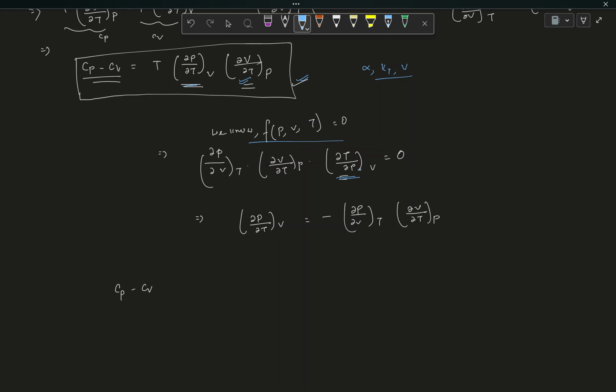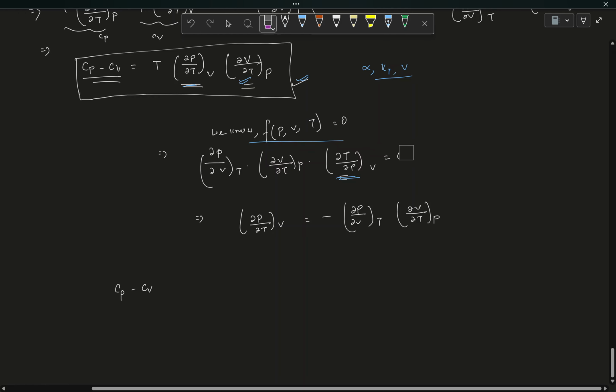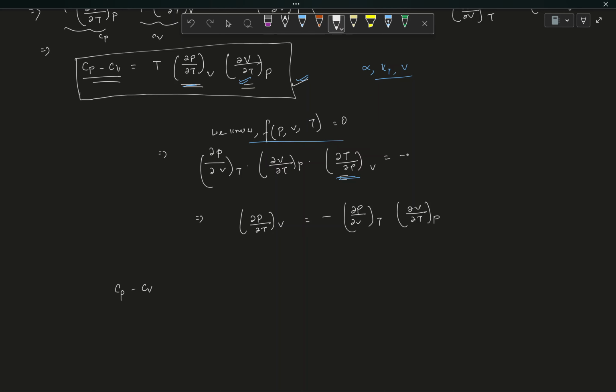So if you take this term, this is equal to minus 1. If you take this term to the other side, 1 by that term will be del P del T at V constant, and the other part will be just minus of del P del V at T constant into del V del T at V constant.